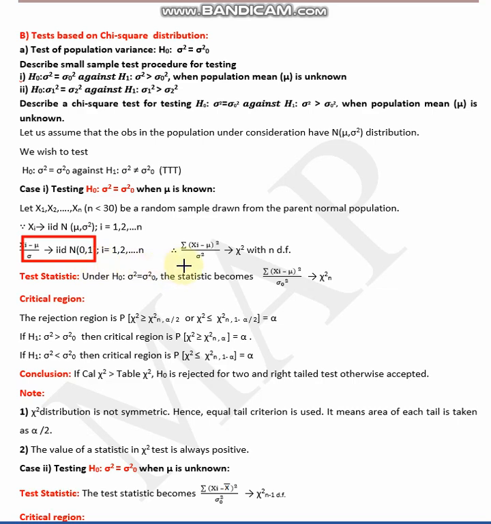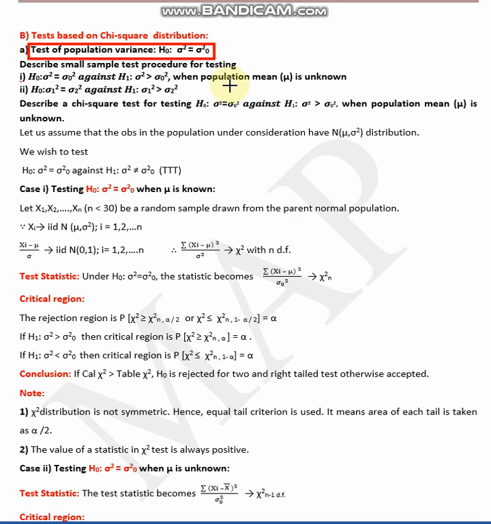And what is a chi-square variate? A chi-square variate is the square of a standard normal variate. So if I square a standard normal variate, I will be getting a chi-square variate. So first we need to test for the population variance. So the first test in chi-square distribution is the test of population variance.